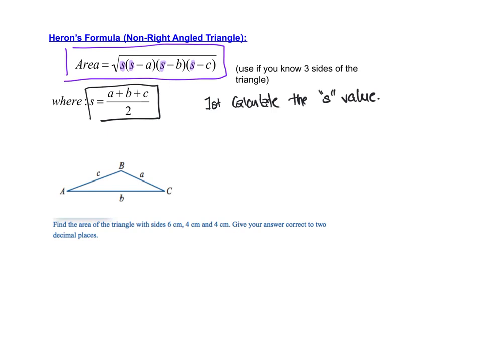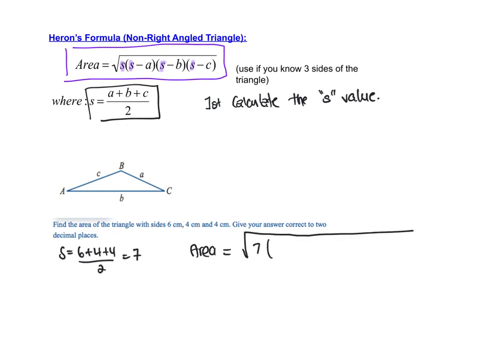So let's do this example down here. It says the area of a triangle with sides 6, 4 and 4, give your answer to 2 decimal places. So I've got all 3 sides, so I'd use Heron's formula. First I'm going to find S. So I'd add up all the sides and divide by 2. So I end up with 7. So S equals 7. Then to find the area, I put that into the formula.